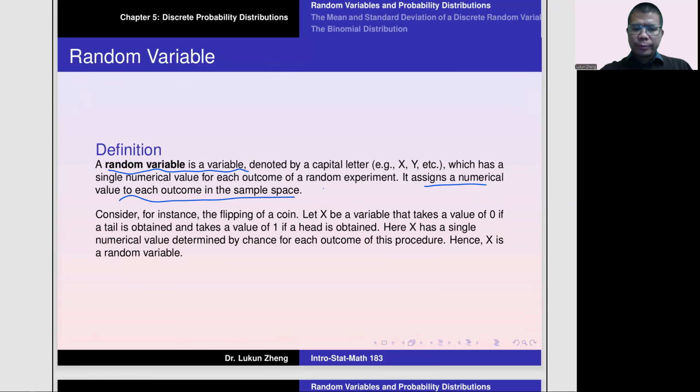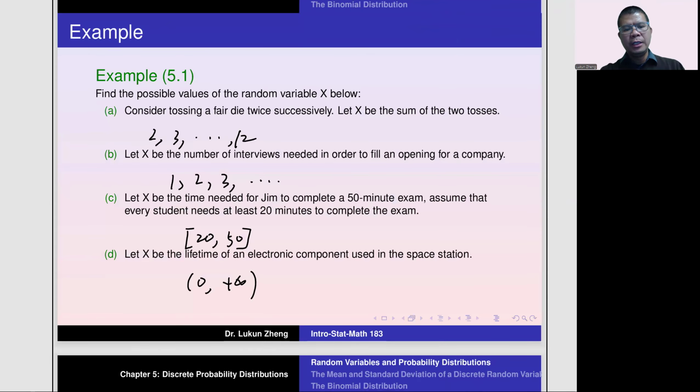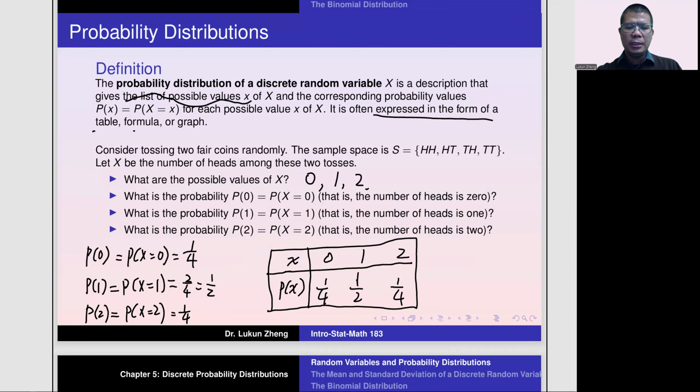So be aware of these random variables and their possible values. As you can see, some are discrete, some are continuous. So we have definitions for discrete random variables and continuous random variables. Here is the probability distribution of a discrete random variable. It gives the list of possible values x and the corresponding probability values.